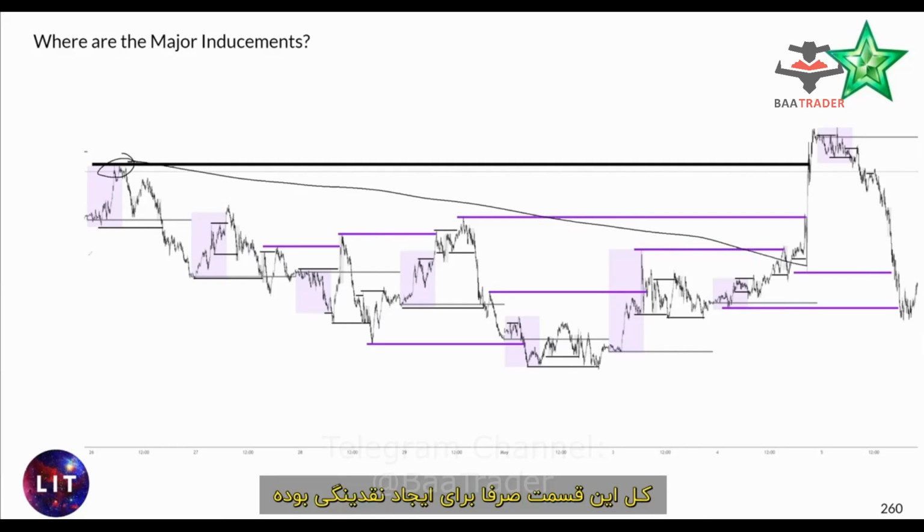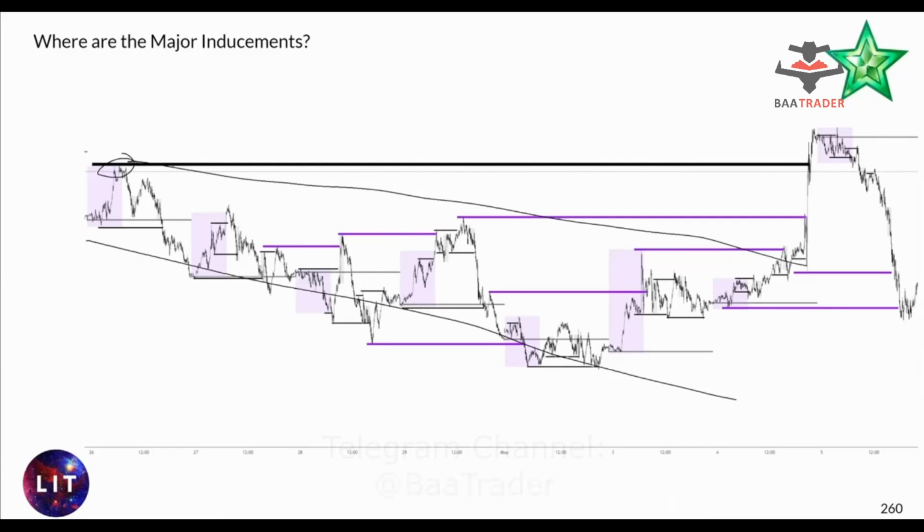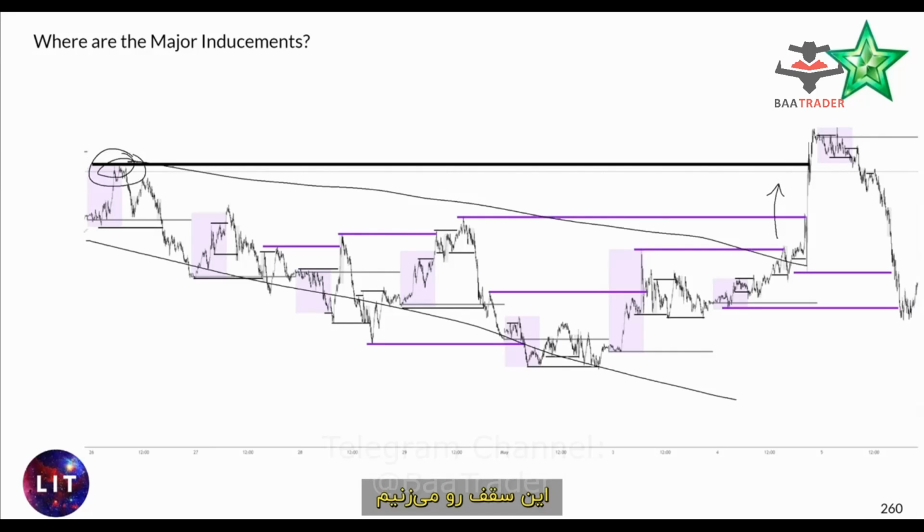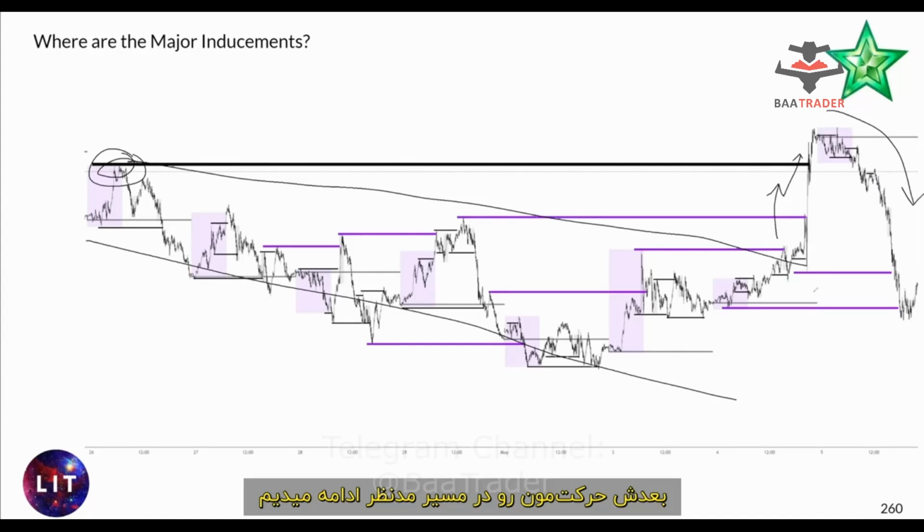This entire thing was just like a build-up, and you can see we then vector out of that build-up, take this high and that with lots of momentum again, and then continue in the intended direction.